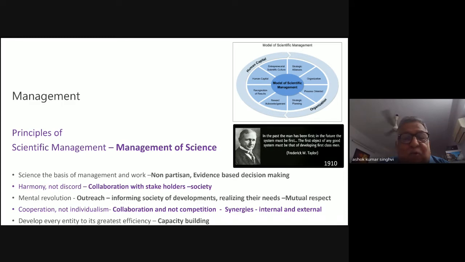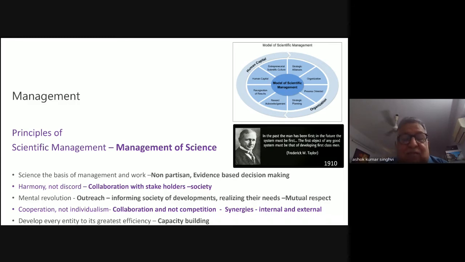The second tenet he gave was harmony, not discord. That means the management and the people are in harmony. And here we have to have harmony with our stakeholders, the society which is funding our research. So there has to be a certain kind of harmony between us and our funding agencies so that we are able to take science forward. Then it's a mental revolution. That is, you excite everybody about your science, about your institution. So outreach becomes an important part. We need to be informing the society of the developments we make, realizing their needs, meeting their needs with mutual respect. The society has to respect you as much as we have to respect society because they fund us.